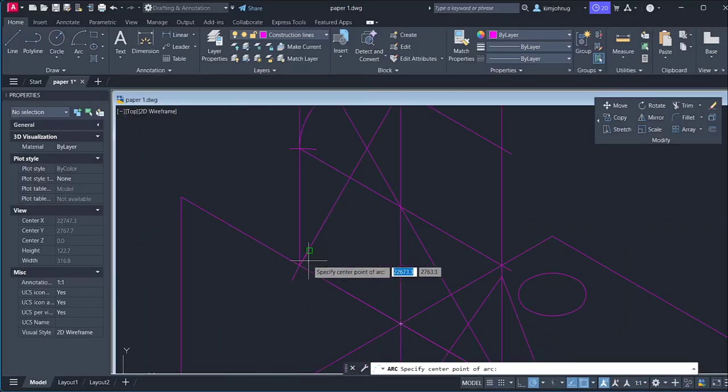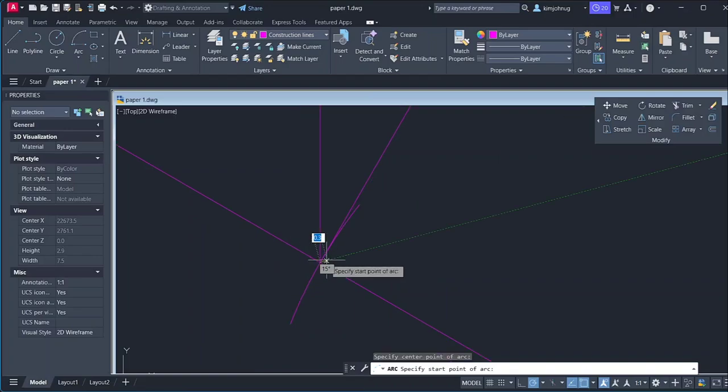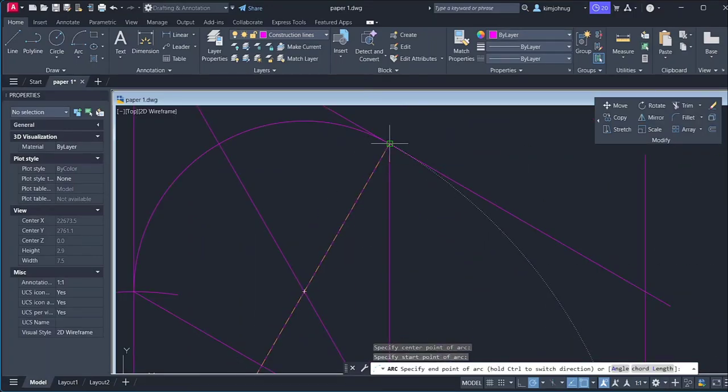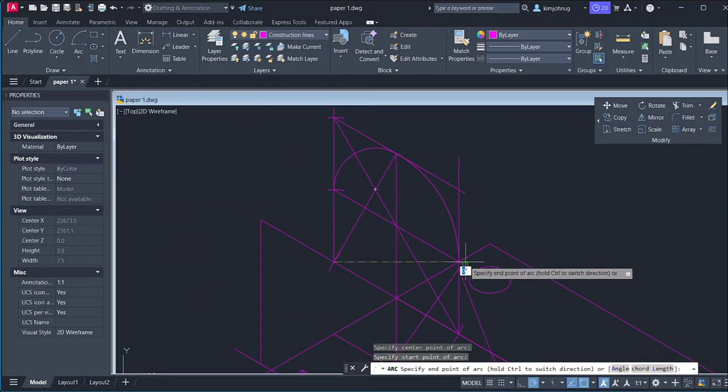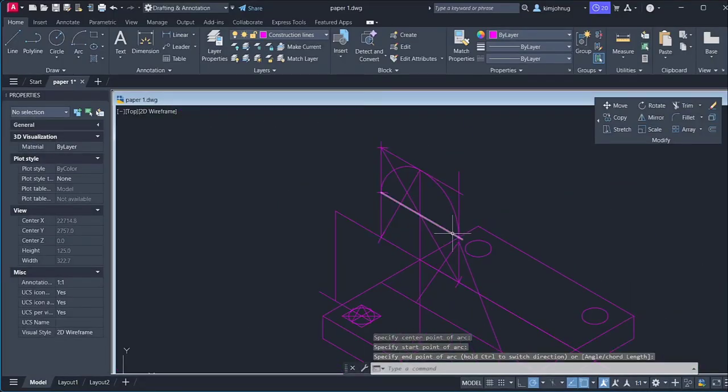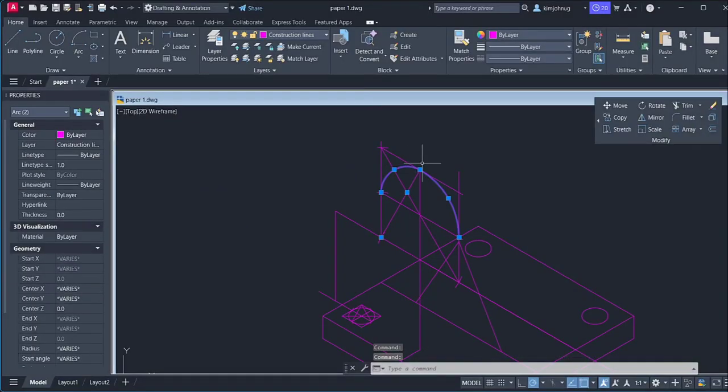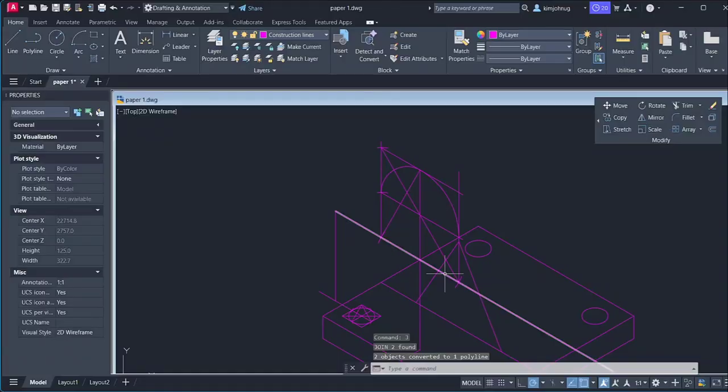And for this side, the center is here. And then start. I just mess up the start. I don't know why. Okay. So this is the semicircle. So I can join this. Join. Okay. Join. So it's joined. Whenever you press it and it highlights the entire thing, that means it is joined.